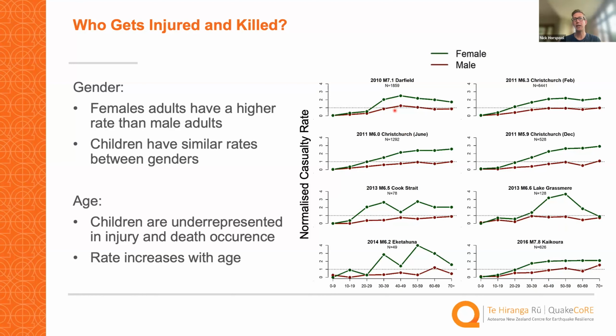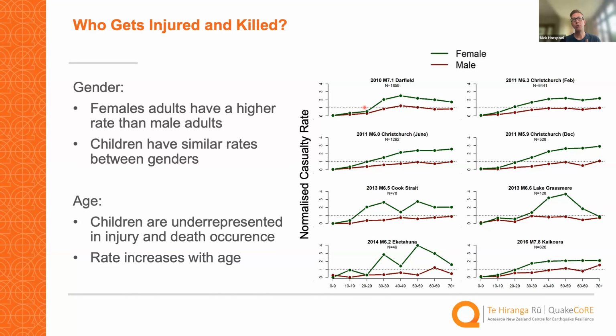And what we can see are two significant trends. The first one that jumps out is that females are getting injured at a higher rate than males. And this is universal across those 8 events that we've observed in New Zealand. The rate is sometimes double that. And the other trend that we see is that generally the rate increases as people get older.